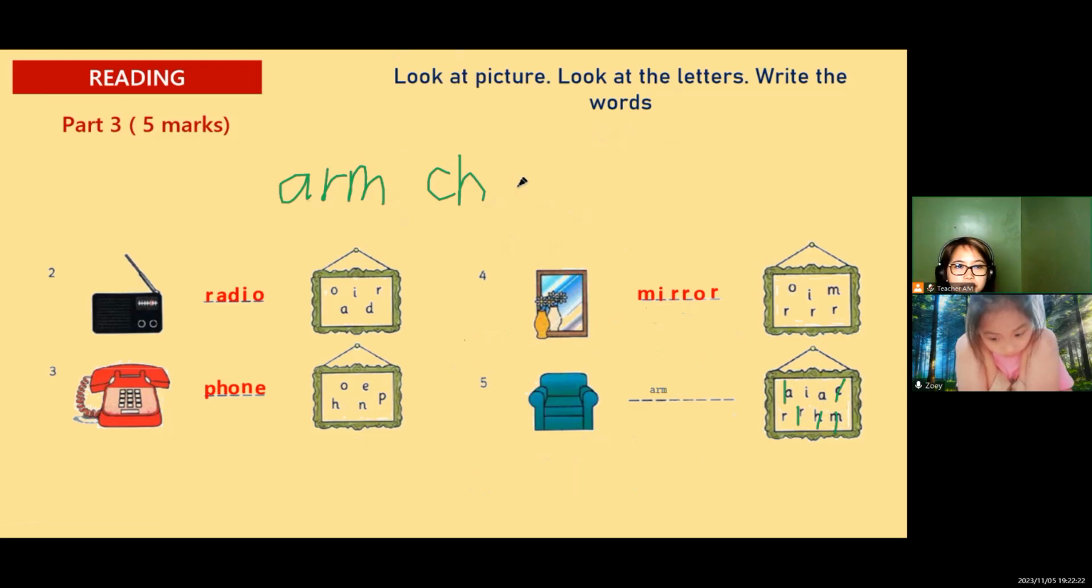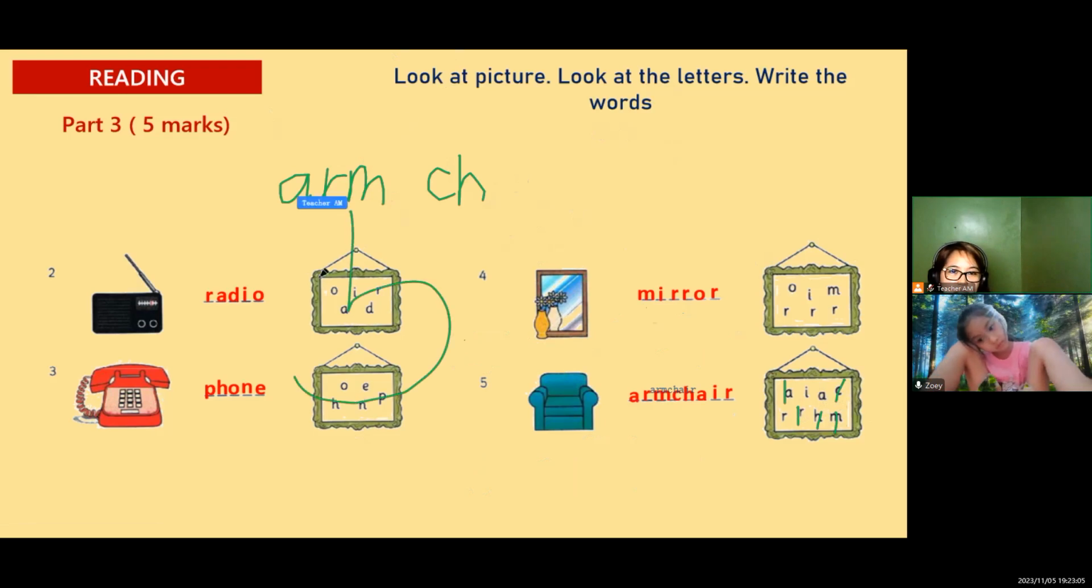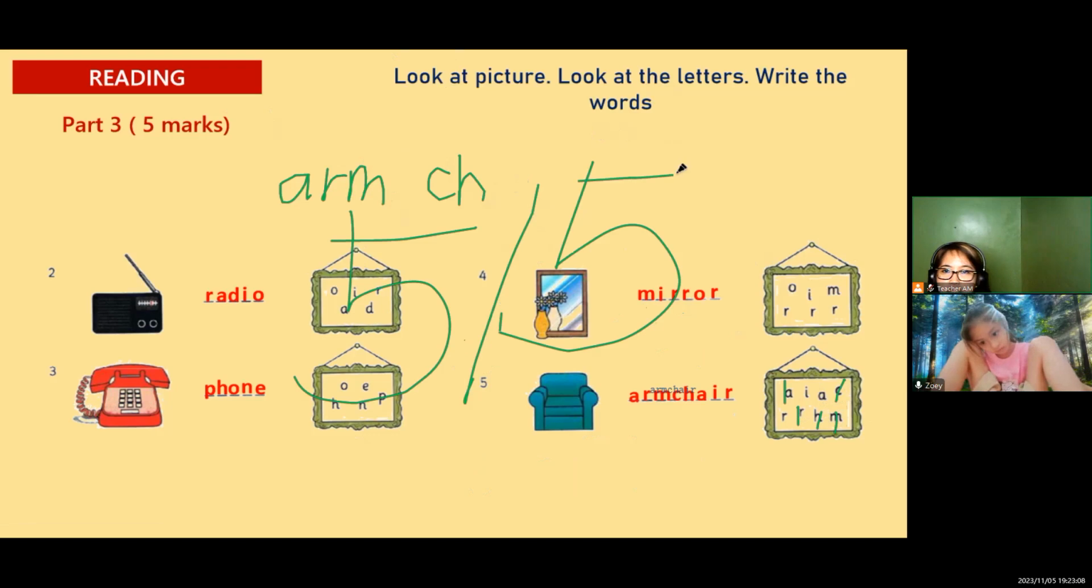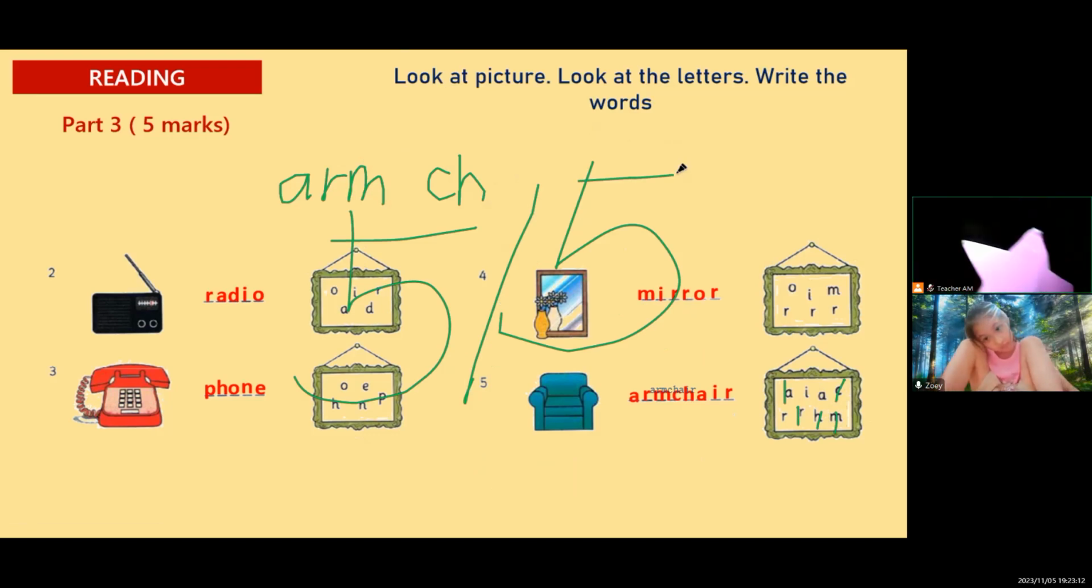Please write. Air, armchair, air. Wow, very good. In fact, it's good because you know how to spell. That's 5 out of 5 again. Another 1 star. Very good.